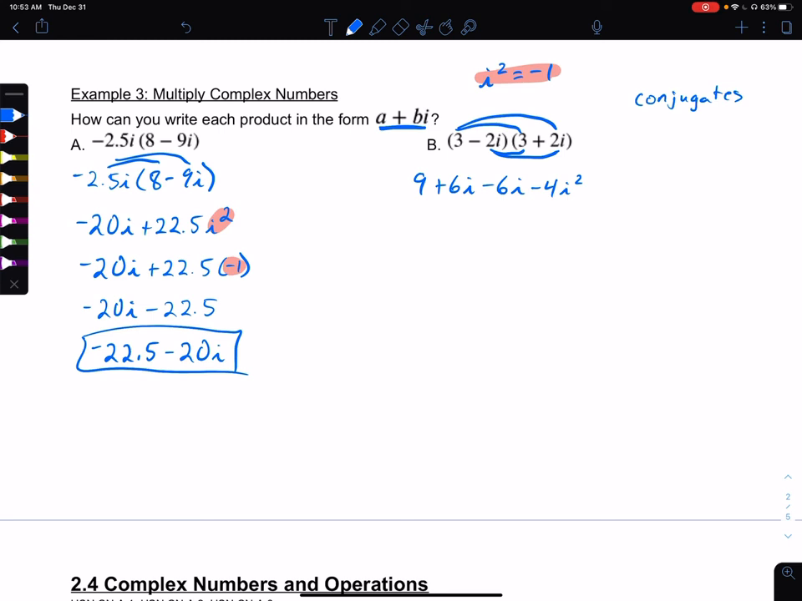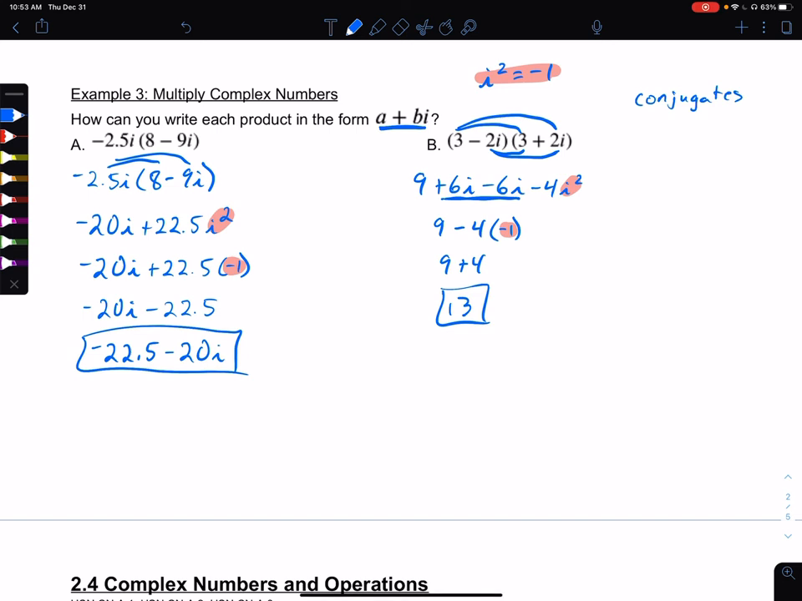The 9 is going to come down. The 6i and -6i cancel each other out, so they're going to be dropped out. I'm going to bring down the -4, and the i squared I'm going to rewrite as a -1. -4 times -1, that becomes 9 plus 4, and then 9 plus 4 is just 13.